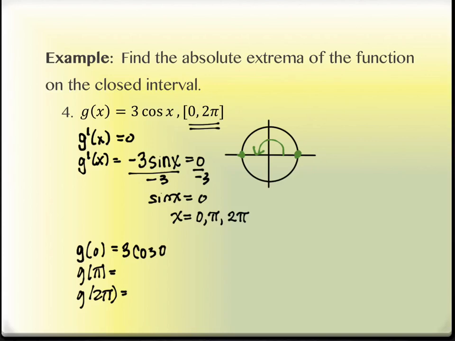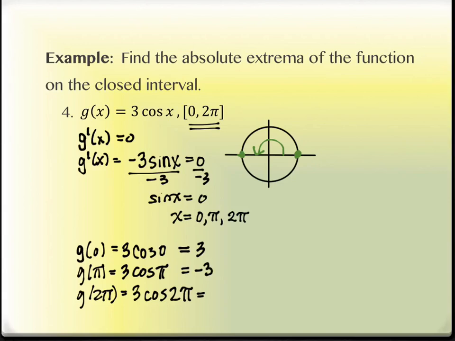So I need to find 3 cosine of 0, 3 cosine of pi, and 3 cosine of 2 pi. So what is 3 cosine of 0? Okay, it's 1 and then times my 3, so I have 3, right? The 3 in front. Okay, what is the cosine of pi? That's negative 1 times my 3 is negative 3.